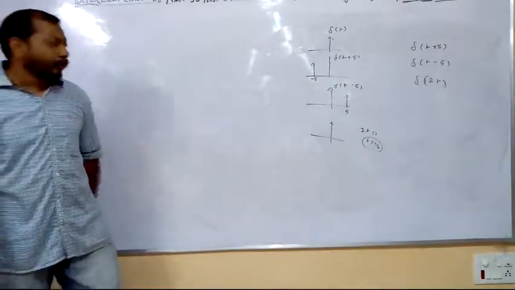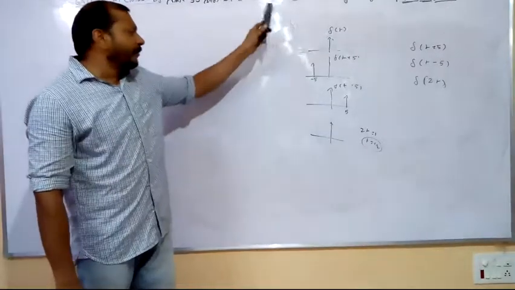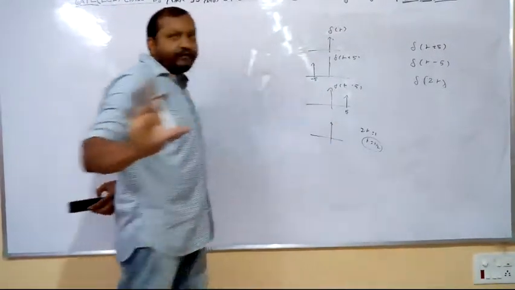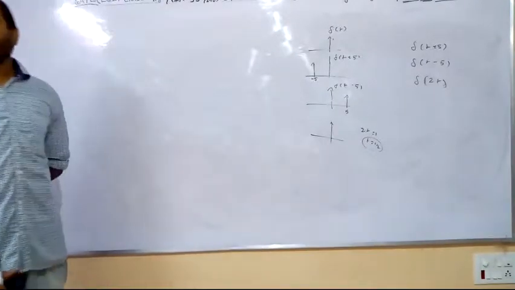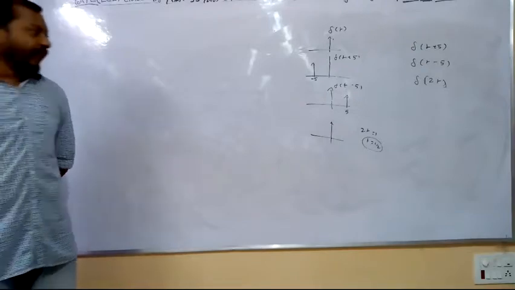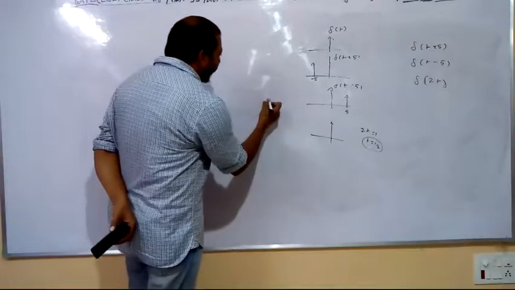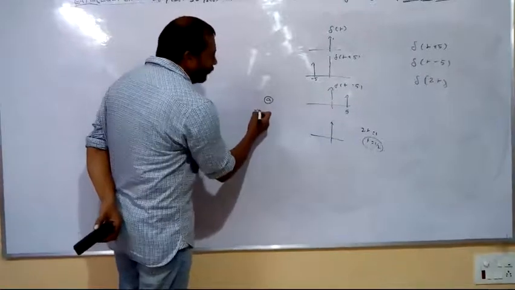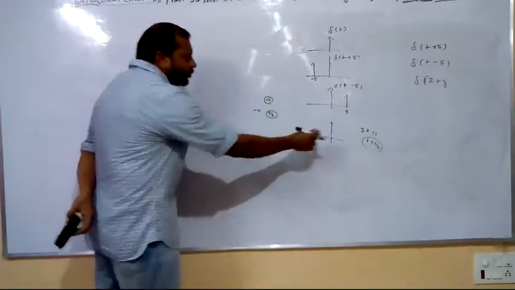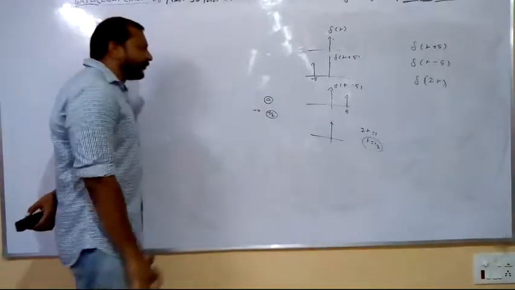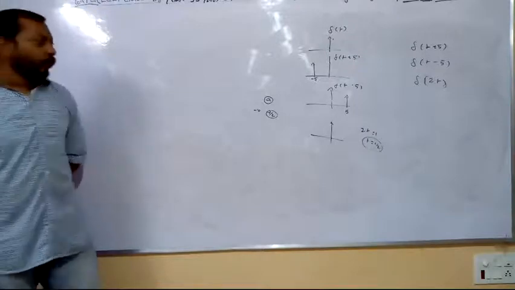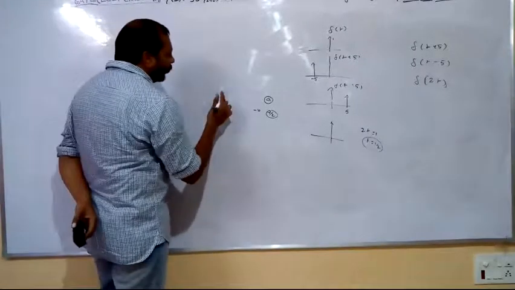But scaling may not affect the amplitude, so the corresponding amplitude is equal to infinity only. Listen carefully. Scaling may not affect the amplitude of the signal, but it affects the width of the signal. Here the original width is equal to A, then the new width will become A by 2, because 2 is greater than 1, so the signal should be compressed.